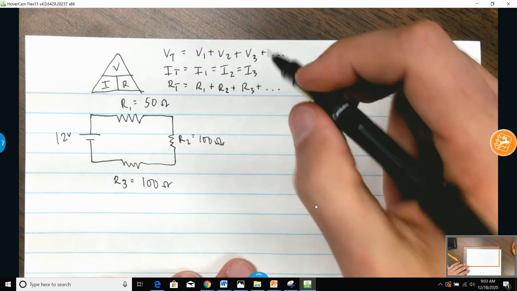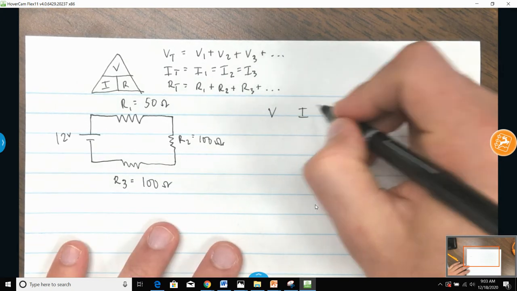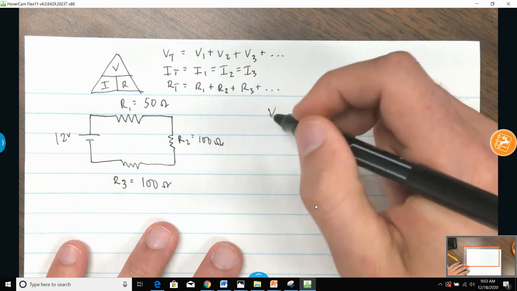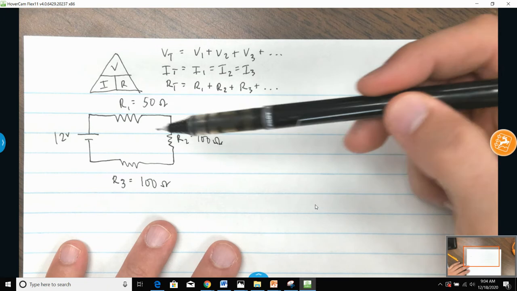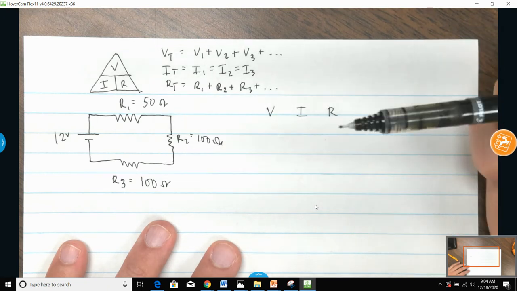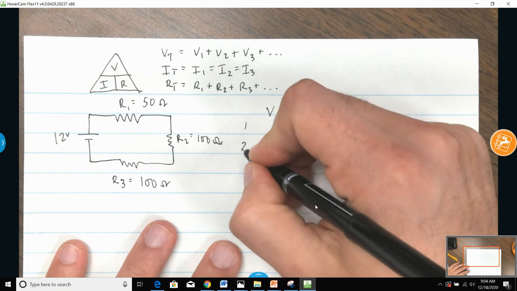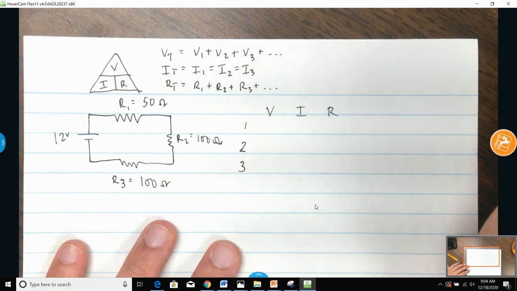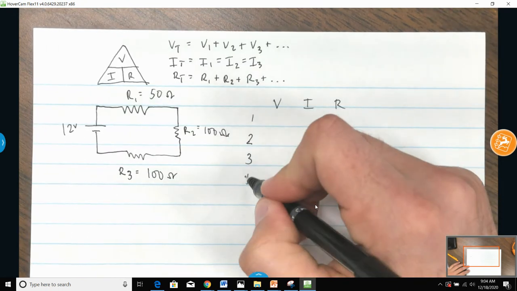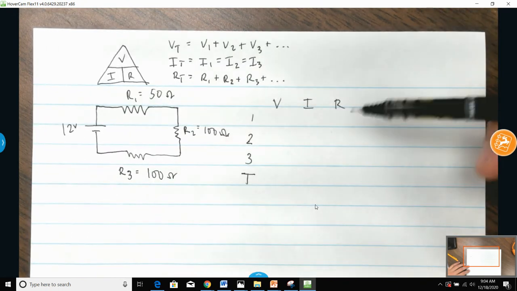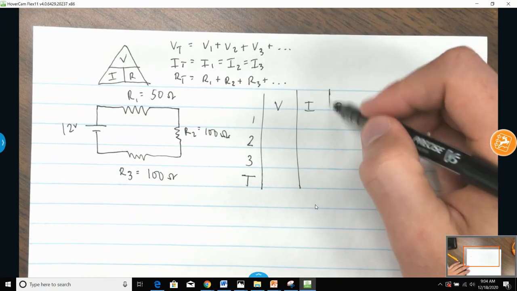So once you get this, what I would say to do is to make a table: V, I, R, and however many resistors we have. In this case, we have 1, 2, and 3. So to the left of V, I would go 1, 2, 3, and then we need one more for the total. We're going to call that RT. And then just making some little lines here for our values.